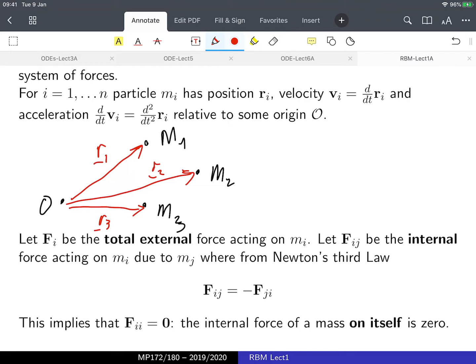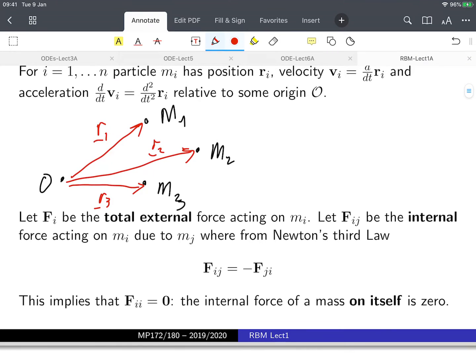Yeah, so we've seen that earlier for one particle. Each particle has a position vector, then a velocity vector, which is the derivative of the position, then acceleration, which is the derivative of the velocity, which is the second derivative of the position. And then each particle is subject to external forces. So for the ith particle, I'll call that Fi, and internal forces. These are the forces that each particle exerts on one another.